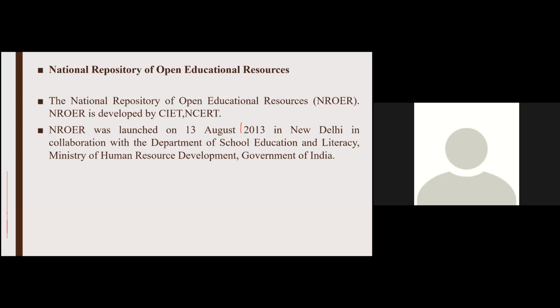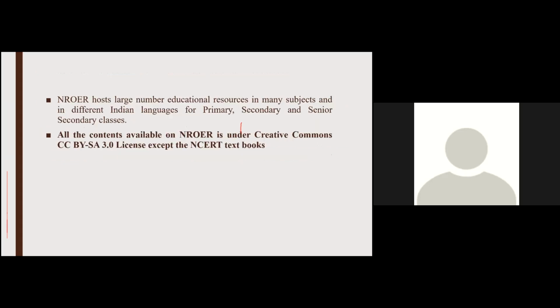And you have a lot of materials, but this is mainly related to school education. Okay. So you can just go to Google, and one thing here is all the materials available on NROER, as it is an OER repository, are under CC BY SA license, except the NCERT textbooks. That obviously they have not put under CC license, but all other learning materials are under CC BY SA.